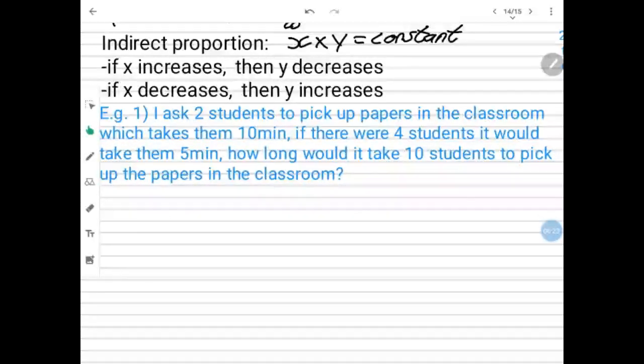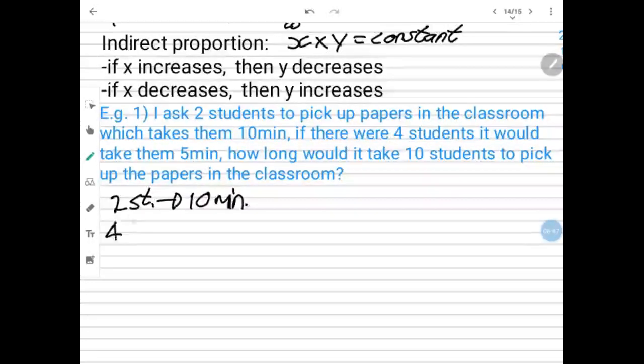Let's just get the information again. 2 students take, how many minutes did we say? 10 minutes. Two students take 10 minutes. Then we said that 4 students will take 5 minutes. Why? Because there's double the amount of students picking up papers, so the job will be quicker.